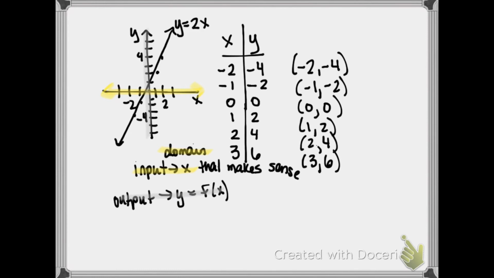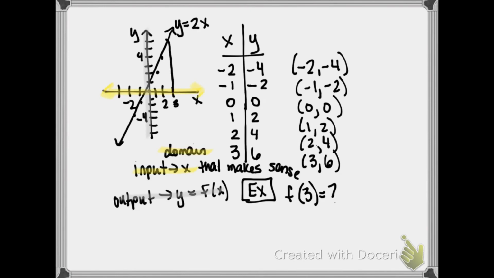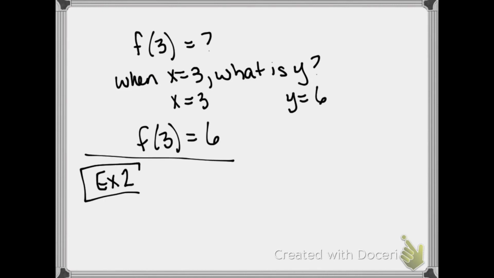The output is y, or f of x, and so let's also use function notation. So I'm saying, well, what is f of 3? So f of 3 is saying when x is equal to 3, what is y? Well, y is 6. So when x is 3, y is 6, and f of 3 is equal to 6.